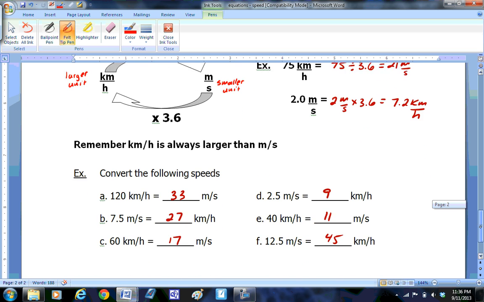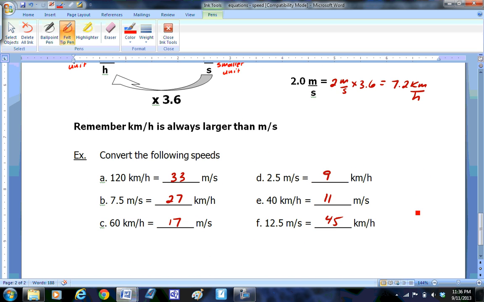And then we just do a little bit of practice down here just to make sure that we're okay with these skills. So try those out, have a little bit of fun, and then work on the speed calculation worksheet. I've got the answers posted online.